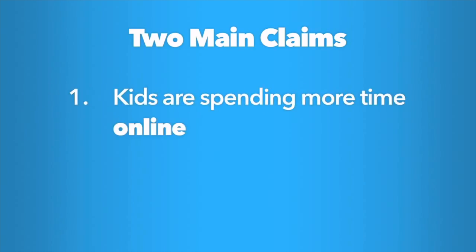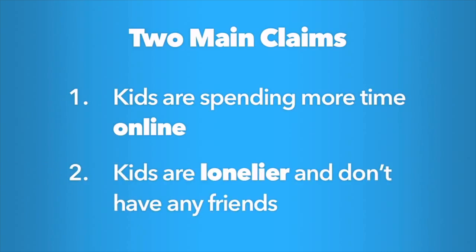It is clear that there are two main claims here. One, that kids are spending more time online, and by implication, less time outside. And two, that kids are lonelier and don't have any friends. But which of these claims is the premise and which is the conclusion?